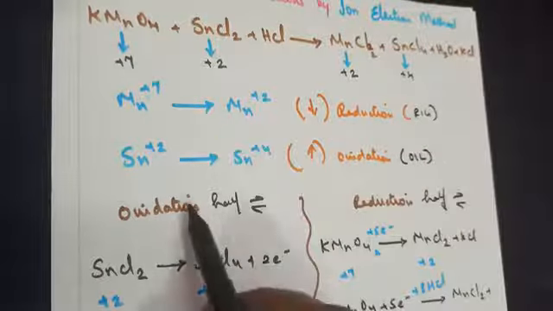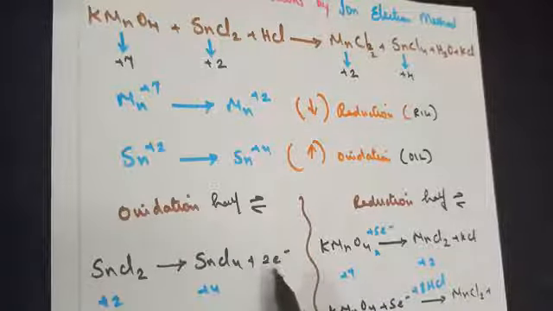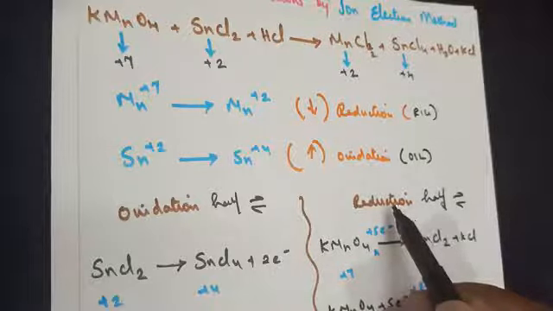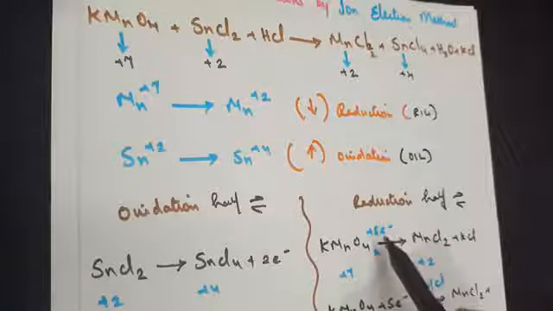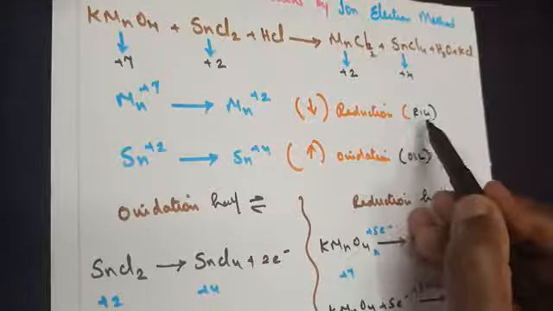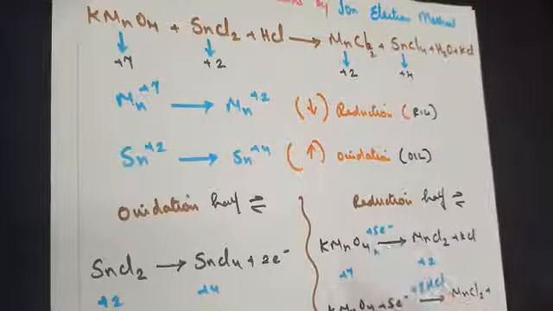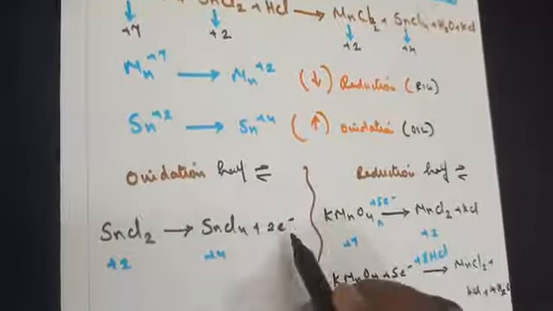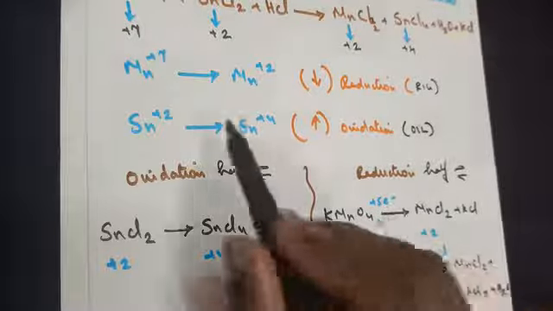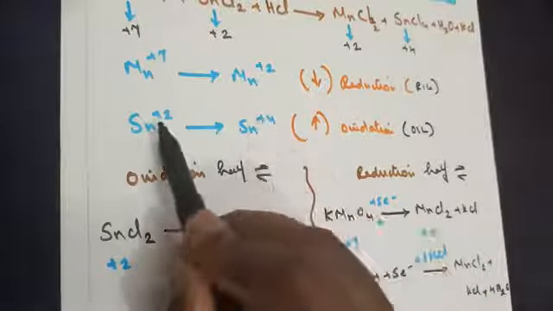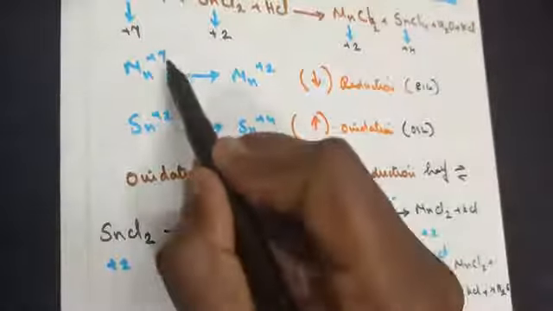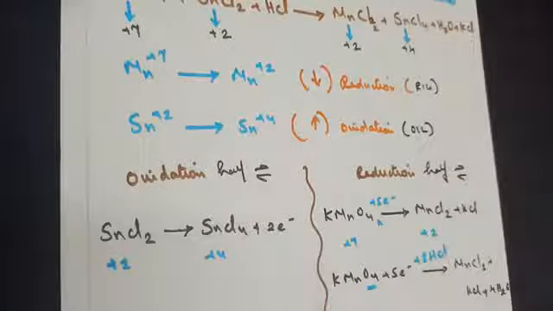So on the oxidation side, represent the losing of electrons on the product side. On the reduction side, represent the receiving, the gaining of electrons, on the reactant side. So you understand from where I got this 2 and 5. It's the difference found from +2 to +4 and from +7 to +2 that I'm writing here.